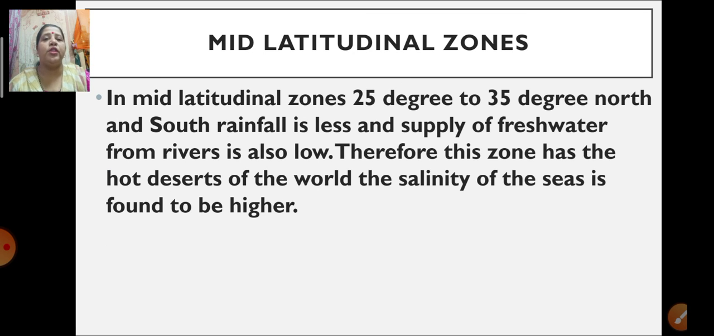Now let's move on to the next part, the mid-latitudinal zone, just above the tropical zone. The mid-latitudinal zone is the zone between 25 degrees and 35 degrees north as well as south. Here rainfall is less, and the supply of fresh water from rivers is also low. Therefore this zone has many of the hot deserts of the world. Because of this, the salinity of the seas here is found to be higher.